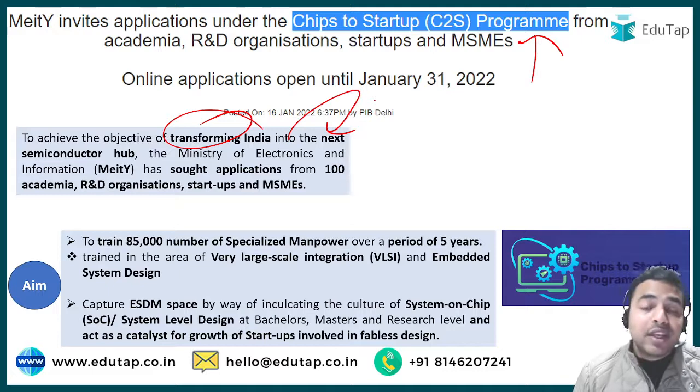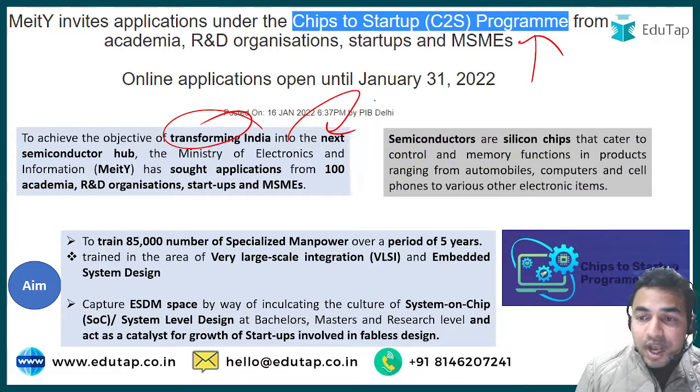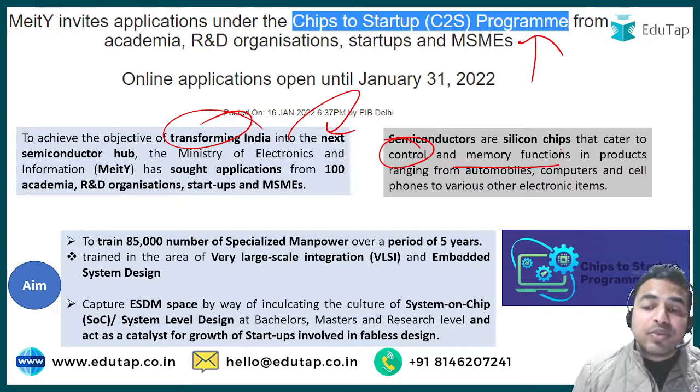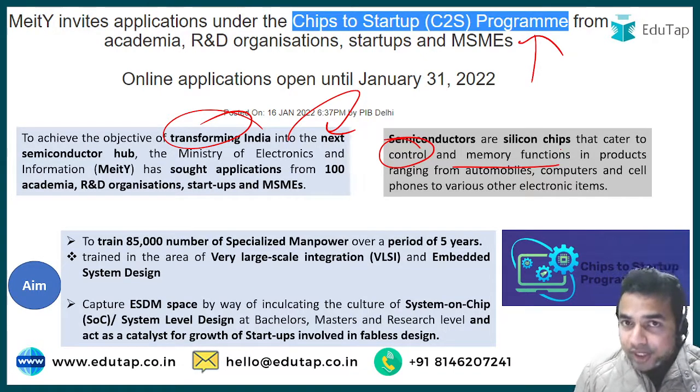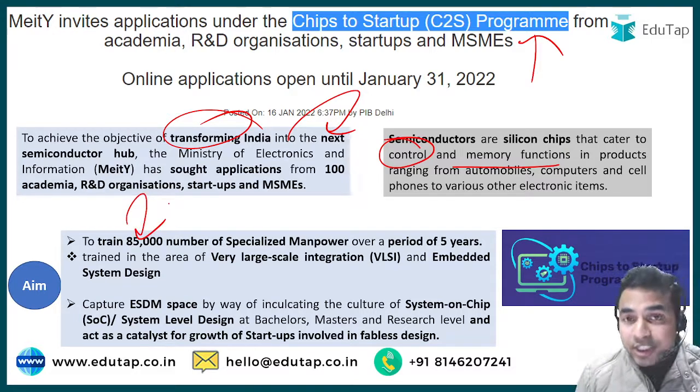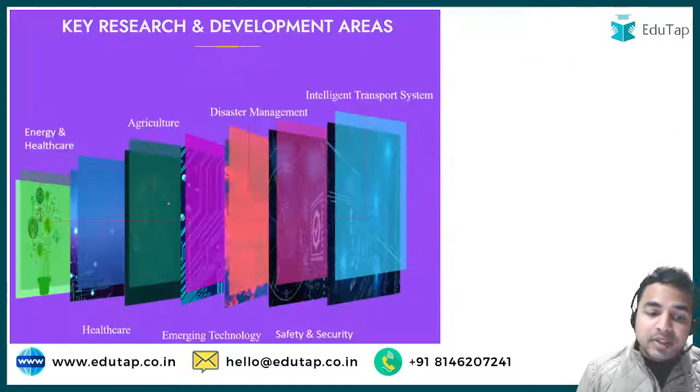Now you must be thinking, what exactly are these semiconductors? These are those silicon chips which cater to control as well as memory functions, and products ranging from automobiles, computers and cell phones. Now, when we talk about the aim of this particular scheme, we have already discussed that it is to train 85,000 specialized manpower over a period of 5 years, and these people will be trained in the area of very large scale integration and embedded system design.